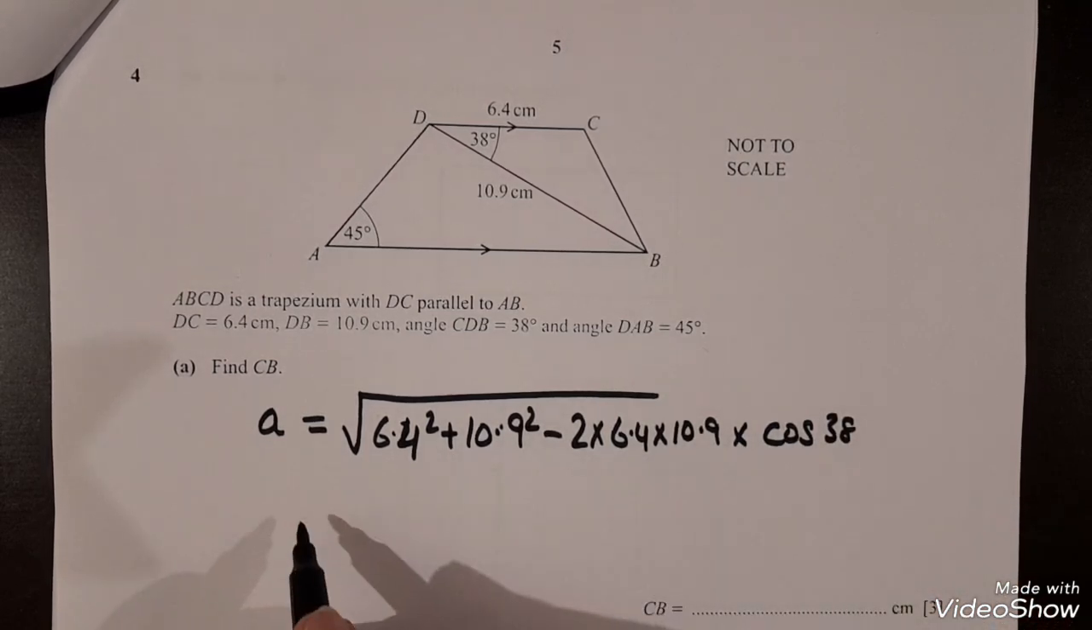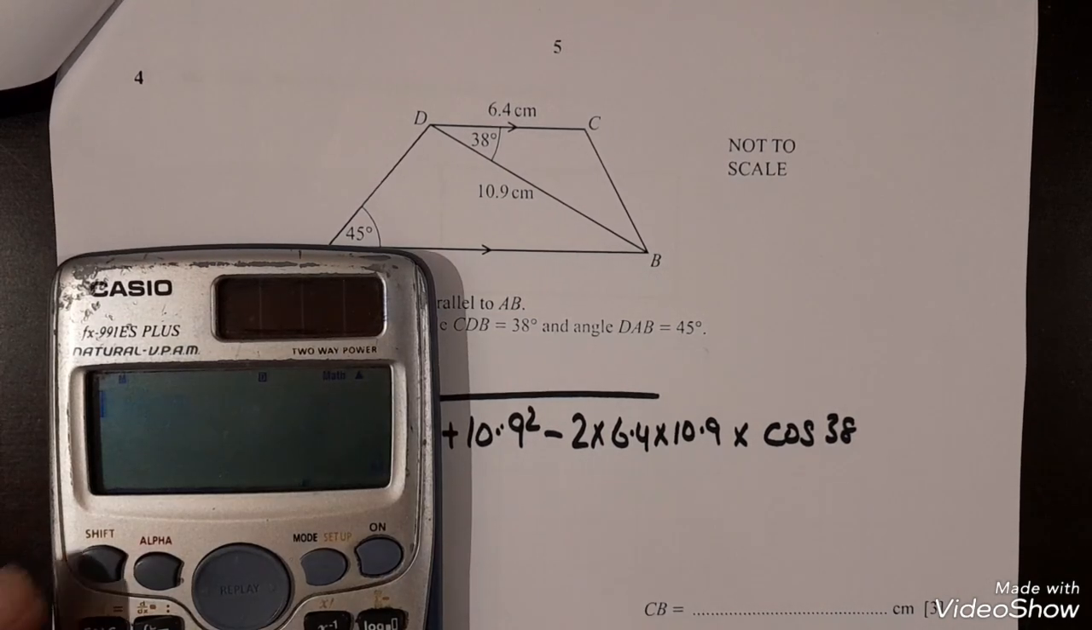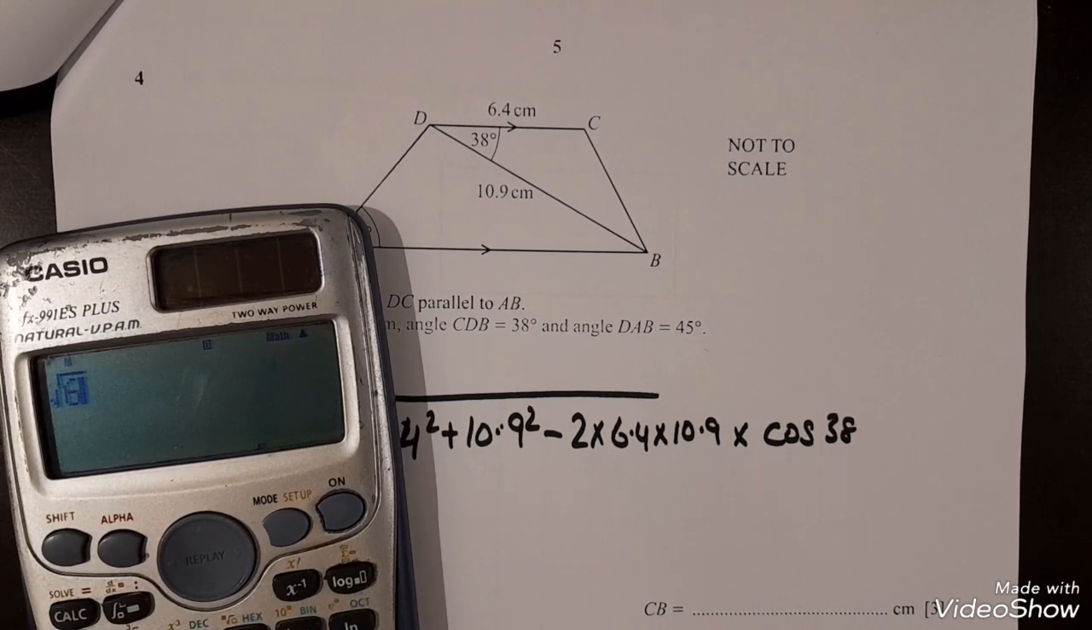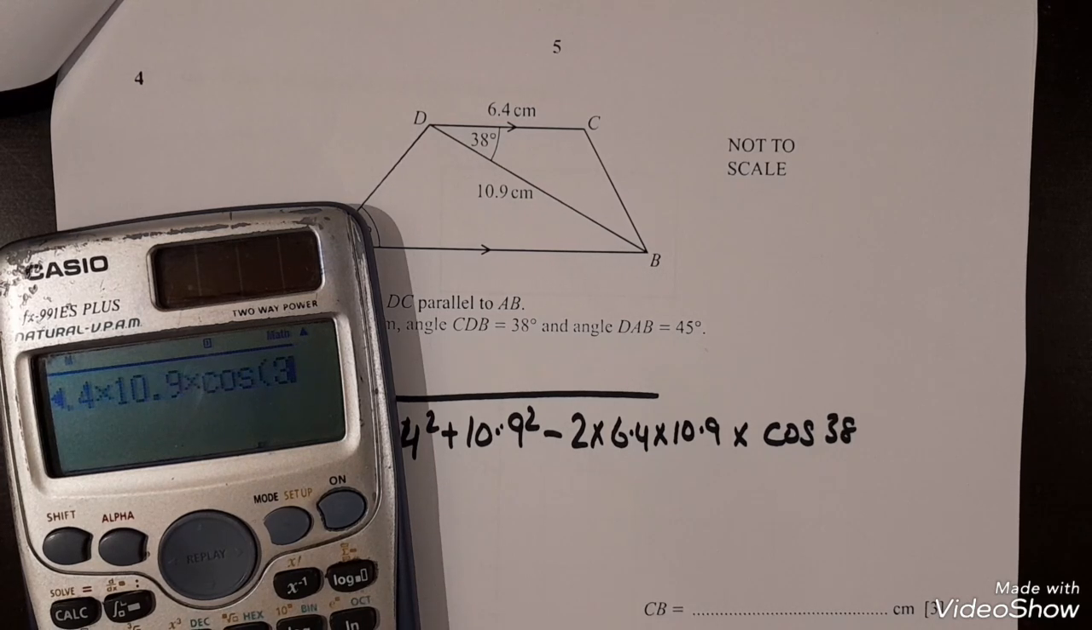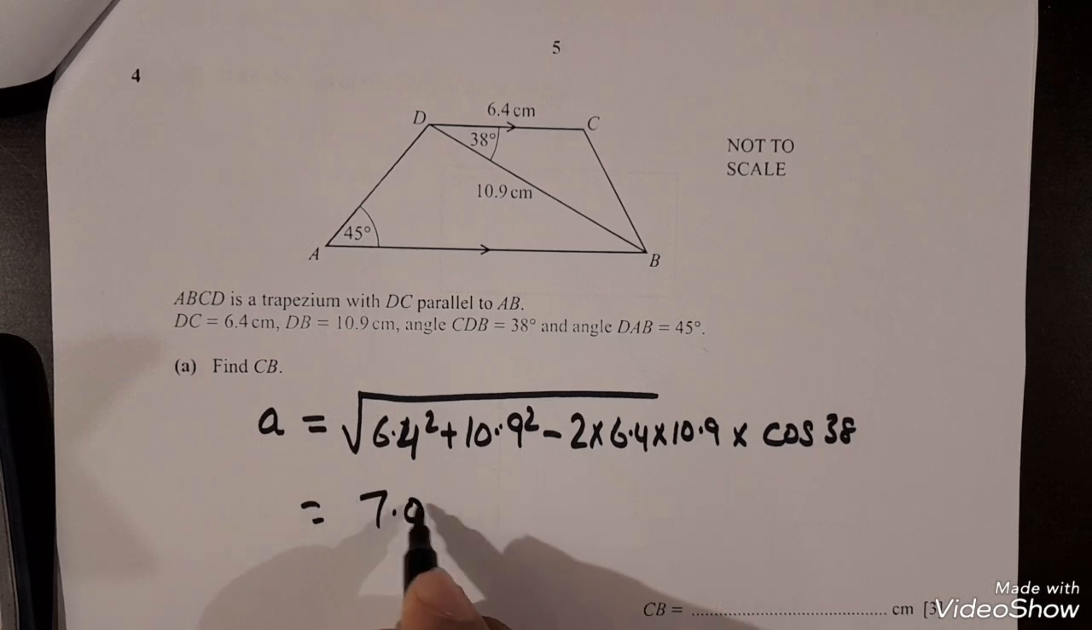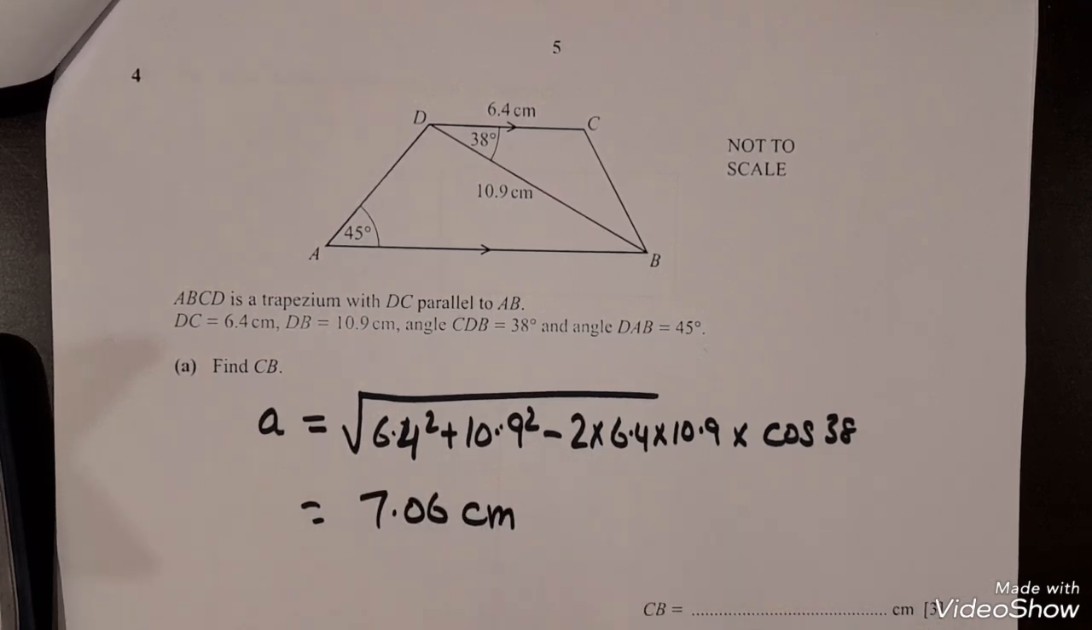Now using the calculator, we will first input square root of 6.4 square plus 10.9 square minus 2 multiplied by 6.4 multiplied by 10.9 multiplied by cos 38, and that will be 7.058 or 7.06 centimeter. So the length of CB is 7.06 centimeter.